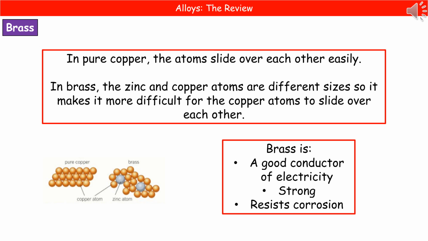When we make our alloy, we're mixing in some zinc there, which is a different sized atom to the copper. Now, as a result of that, what we end up with is something that's more difficult to bend. So it's going to prevent the copper atoms from sliding over each other so readily. Now, brass has a few key properties. Firstly, it's a good conductor of electricity. Secondly, it's strong for the reasons we've just discussed. And it will also resist corrosion, so it makes it nice and long lasting.